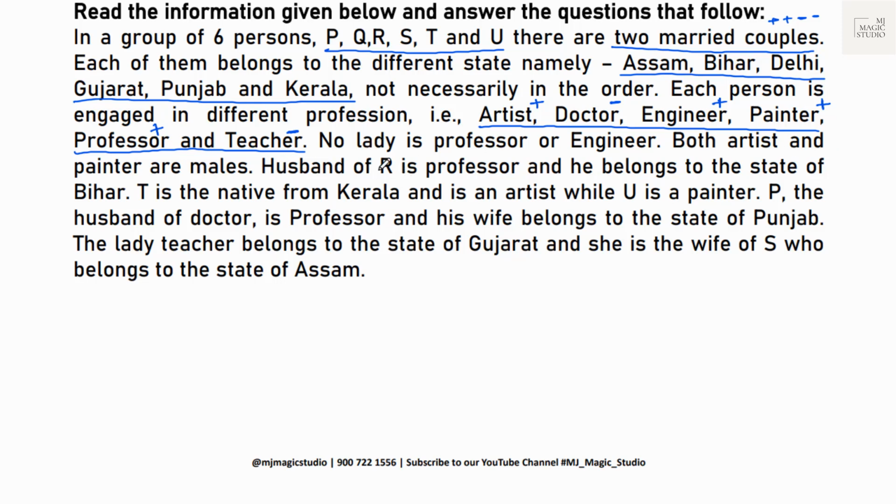Husband of R, that means R is lady, is professor. Husband of R is professor. And he belongs to the state of Bihar. Done. This is one couple. T is the native from Kerala. That means this person cannot be T. And is an artist. Artist is male, we know that. While U is a painter. Painter is also male.